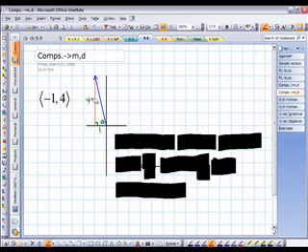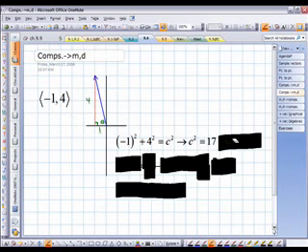Always draw the vertical up or down, wherever the case may be, to the x-axis. So that's 1, that's 4. So to get the magnitude, I use the Pythagorean theorem. My magnitude is rad 17. So that's the length of my vector. To get my direction, I need to find this angle theta.